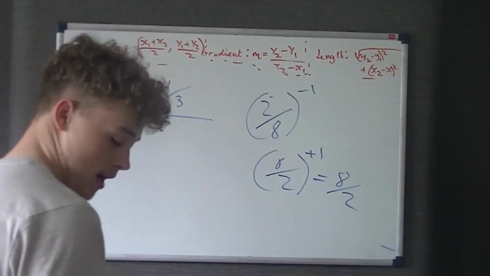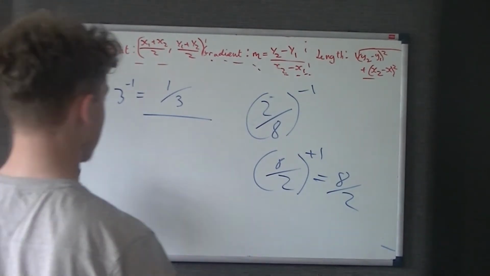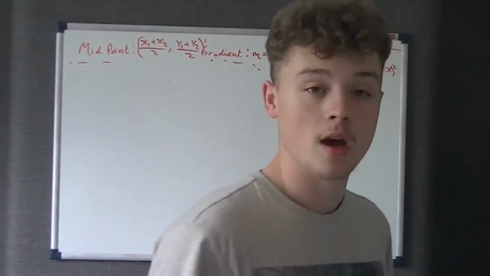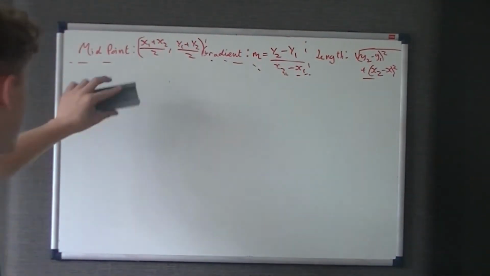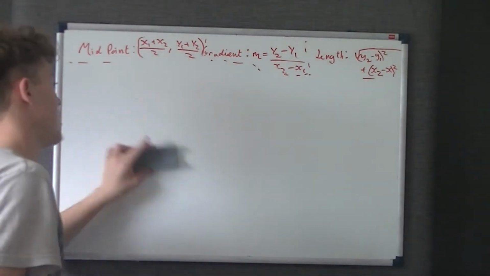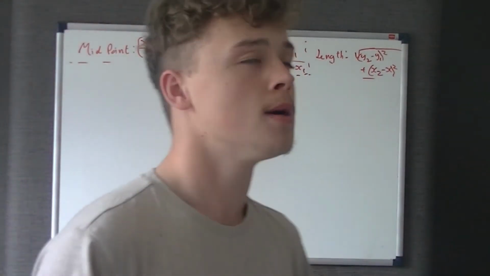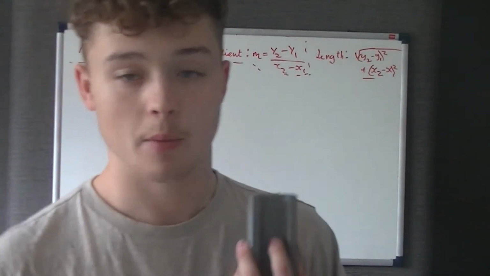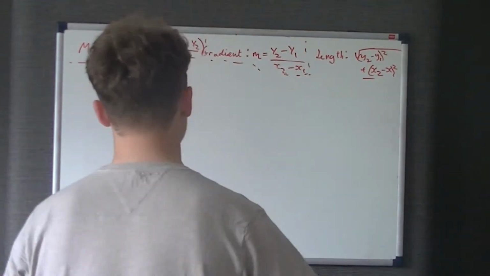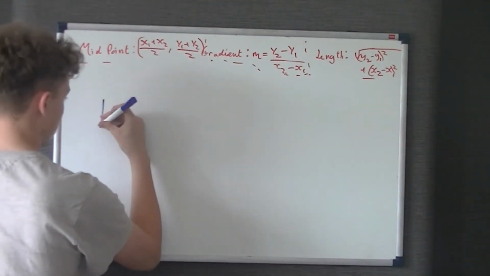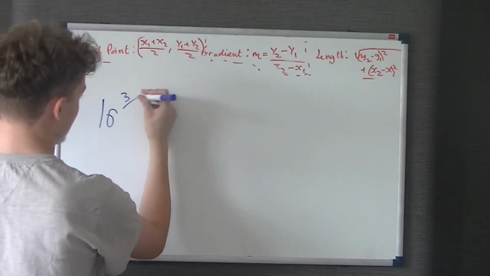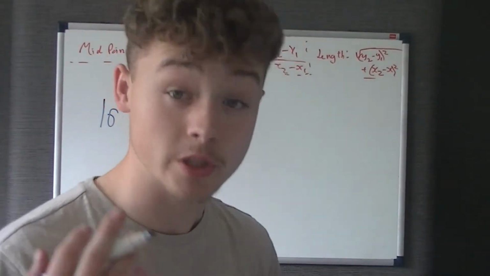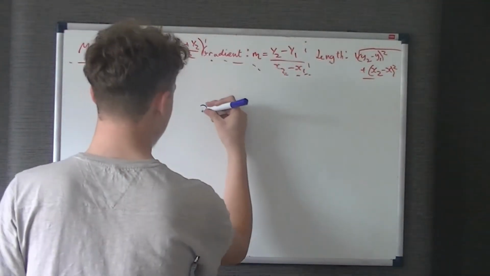This index rule here, where if you've got minus 1, you flip the fraction over. And if you've got minus 2, you flip it and then square both top and bottom. Now I'm going to include this other rule in the rule we've just figured out. So you might get something like, the general question, 16 to the power 3 over 2. Now the bottom number of the fraction, 2, is the root. So this is the square root of 16.